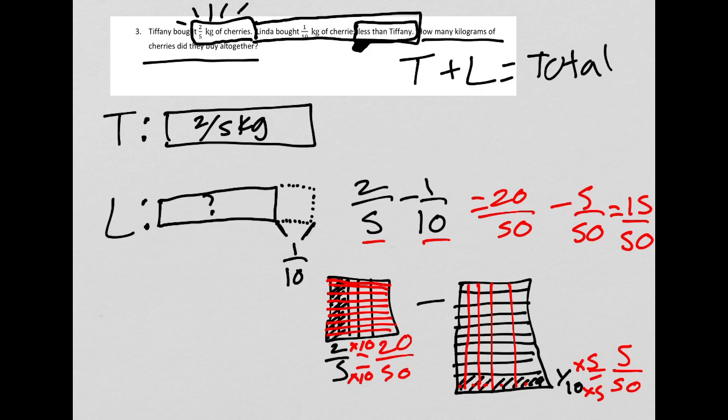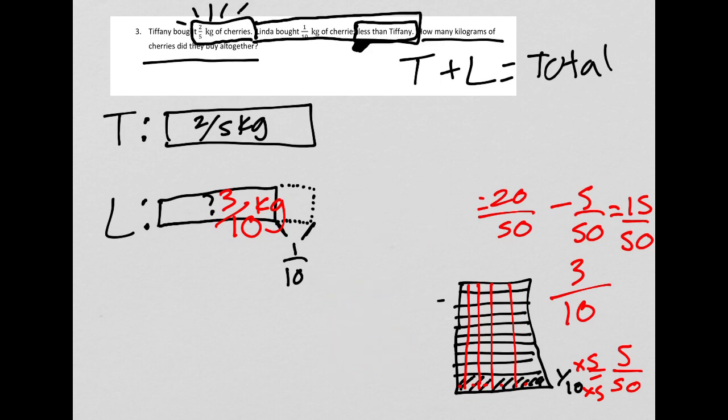15 50ths I can simplify because they're both divisible by 5. So I can divide my numerator by 5 and my denominator by 5. So I can get 3/10, because 15 divided by 5 is 3 and 50 divided by 5 is 10. So that means Linda is equal to 3/10 of a kilogram. Now, that's not my final answer because my final answer is how many kilograms of cherries did they buy altogether? So I'm going to make some room here to do that math.